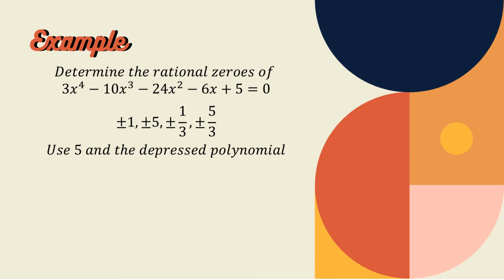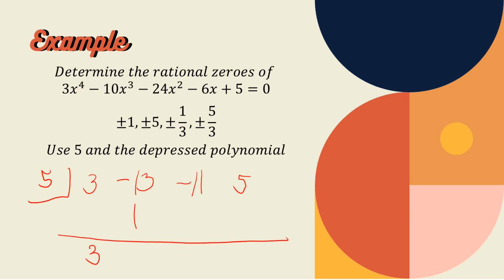So for this one, let's use 5 in the depressed polynomial. So what is the depressed polynomial? These are the numbers which are our answers in the previous page, which are 3, -13, -11, and 5. It's okay to not put 0 in the end. So divide everything by 5. Since the remainder is 0, we will consider 5 as a rational zero of the equation. So we have 2 already, which are -1 and 5.